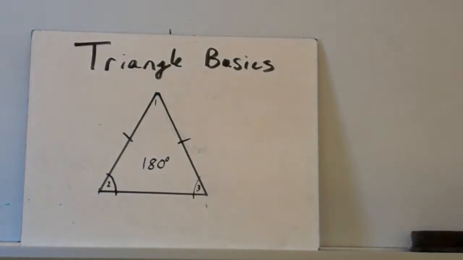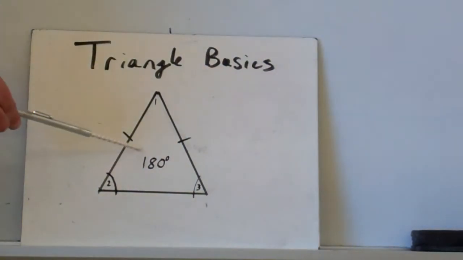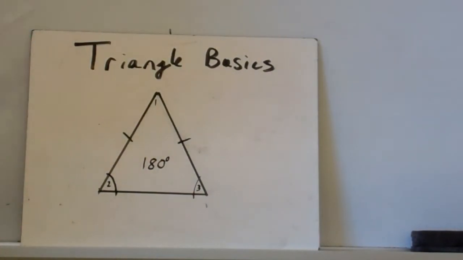And you can see here I have a triangle up here, and on this triangle I have 180 degrees in the center. And then I have some notation on the sides here. I have these two hash marks which indicate congruency, which means that those two side lengths are congruent. And I have two arcs over here, which means that those angles are congruent.